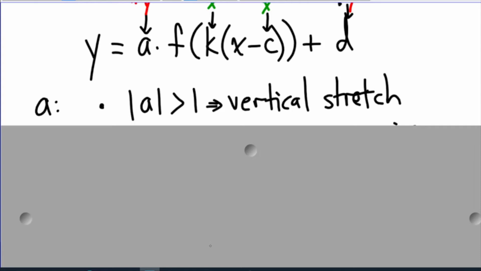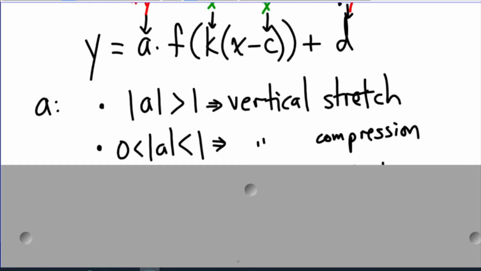So the absolute value of a being greater than 1 would be a number like 2. 2 is greater than 1. But negative 2 is under the effect of the negative sign as well as the 2. All we're interested in here is what the 2 is going to do to the graph. If you do the absolute value of negative 2, you also get a positive 2, which is also greater than 1. Any number whose absolute value is greater than 1 is going to be stretching the graph vertically. That's usually going to make your graph taller and narrower.